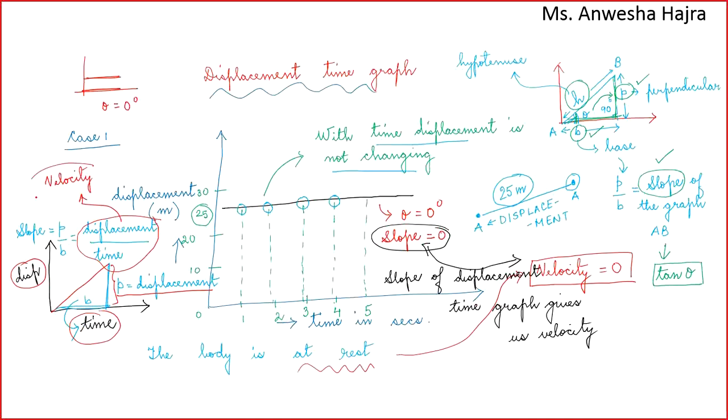So remember, children, this is very, very important. Slope of displacement time graph gives us velocity. In this graph, slope is also 0, velocity is also 0. Next, we move to the next type of graph.